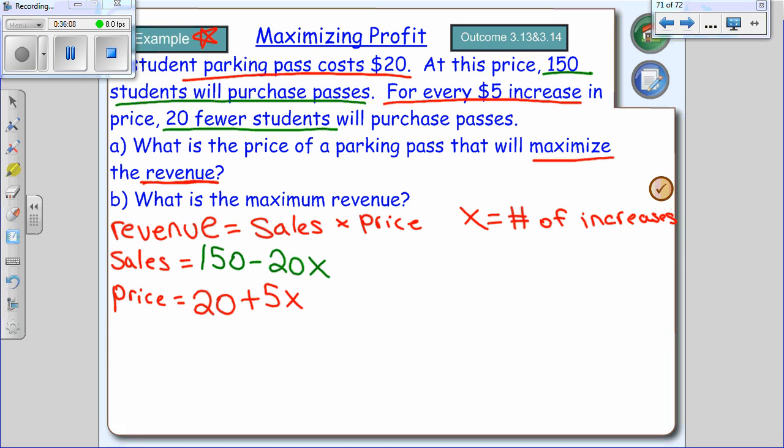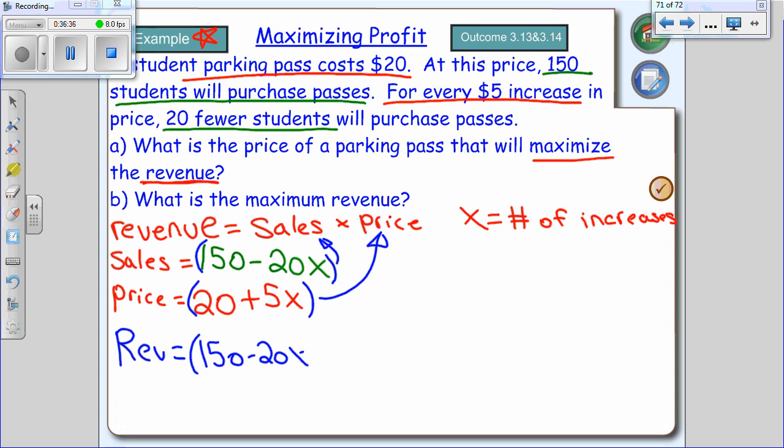You need to substitute those back into your revenue formula. So my revenue formula now is (150 minus 20x) times (20 plus 5x). You can graph it just like that. So you don't need to expand it. That's just factored form of a quadratic.